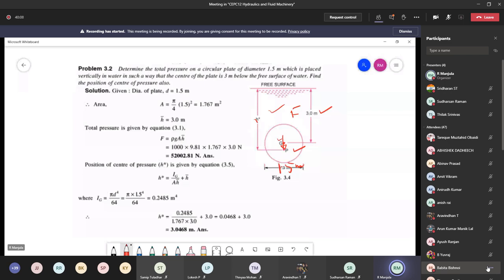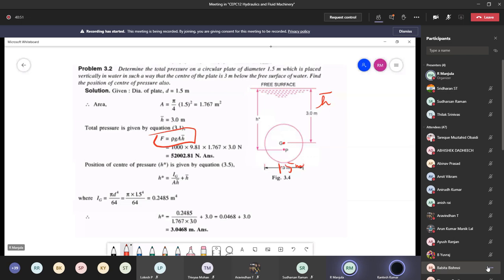Now you know the diameter of the plate, D is equal to 1.5 meter, and the area is also known to you. And H bar, you know what is H bar? This is going to be your H bar, 3 meter. And the total pressure F is equal to, you know the equation for total pressure, F is equal to rho g into A into H bar. Now rho is 1000 into 9.81 into A, which I have already computed here, into H bar, 3 meter. So you are getting your F here.